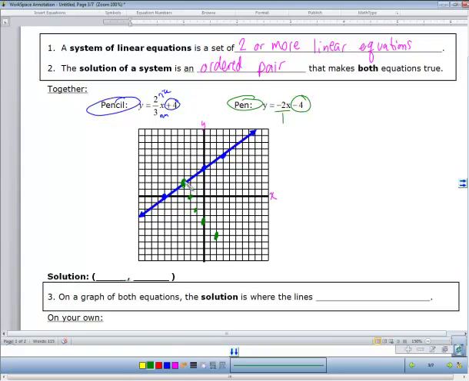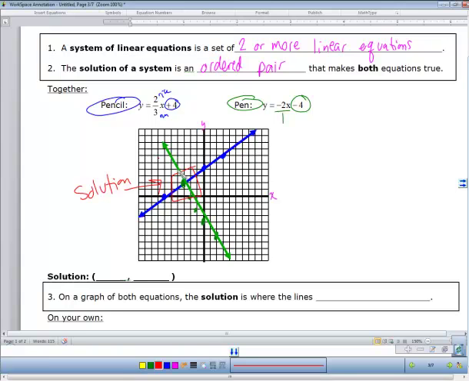Here I have a point for my blue line and a point now for my green line. I'm going to go ahead and graph my green line. So at this point where they share an ordered pair, this is the solution. So this right here is my solution to my system of linear equations.